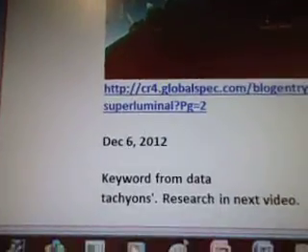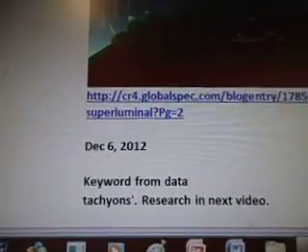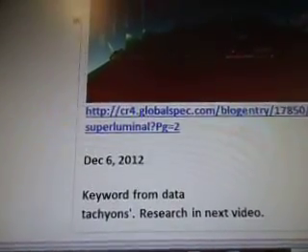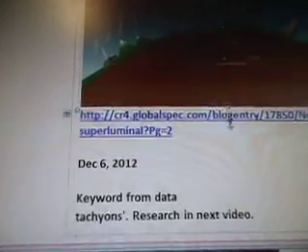So it's cr4.globalspec.com. I don't know if we can make it bigger or not. It's annoying when we can't read it, isn't it? Oh, there we go. Can we make it bigger? No, I still can't understand it.